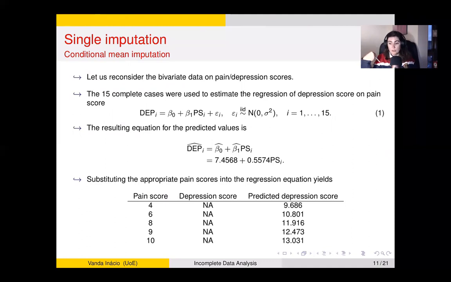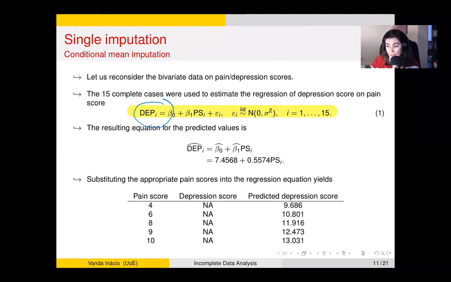So basically what we do is the following. For the 15 individuals with observed data on both variables, we fit the following regression model. Here our response is the depression score, and we do a simple linear regression model. In this case, we can do different things, but here let us use a simple linear regression model.